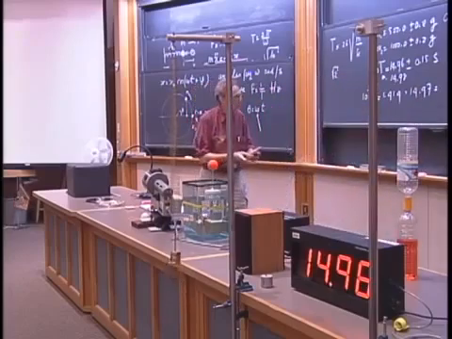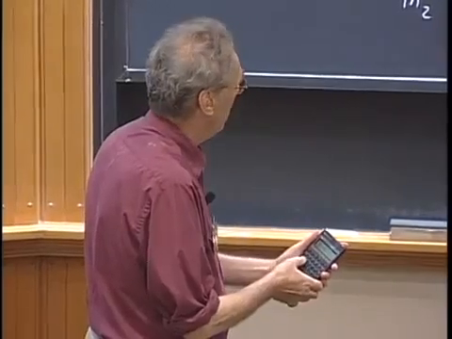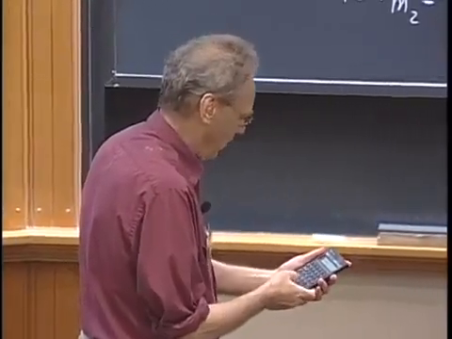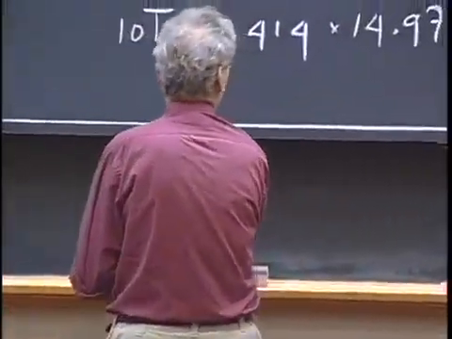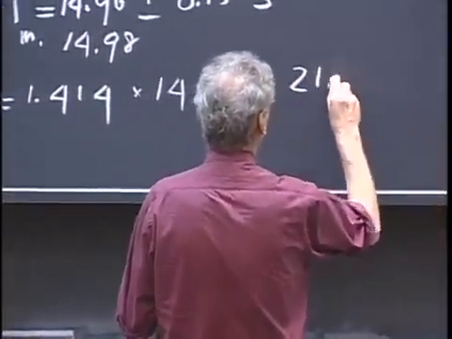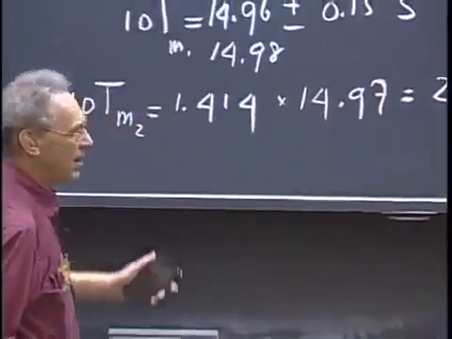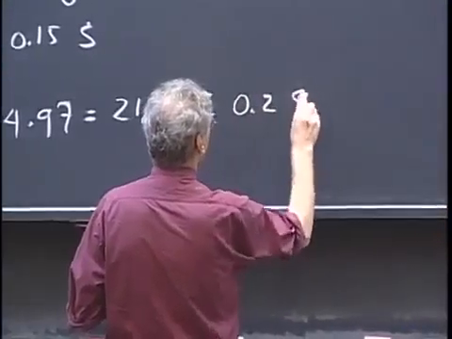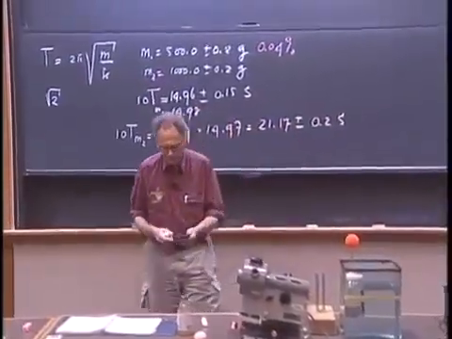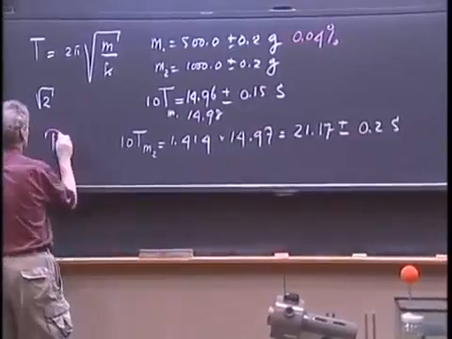Okay, so I take the 1.414, I multiply that by 14.97, and I find 21.17. And of course this has to be multiplied also by 1.4, so that becomes plus or minus 0.2 seconds. That is a prediction. This is predict.